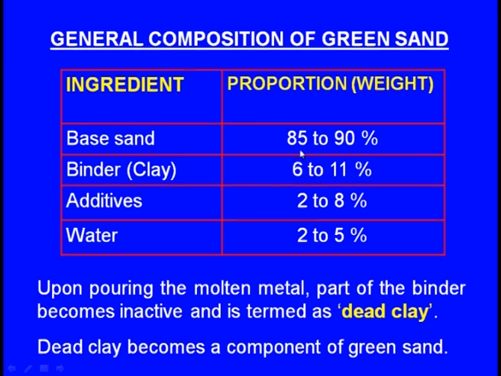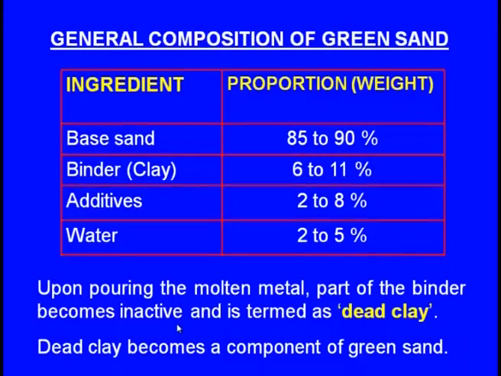Now what happens as we pour the molten metal? Part of the binder becomes inactive once the temperature crosses about 500 or 600 degrees centigrade. Then it loses its binding property. Though it is physically present, it becomes inactive. So in such a case, that portion of the binder which has lost its property but is still physically present is termed the dead clay.